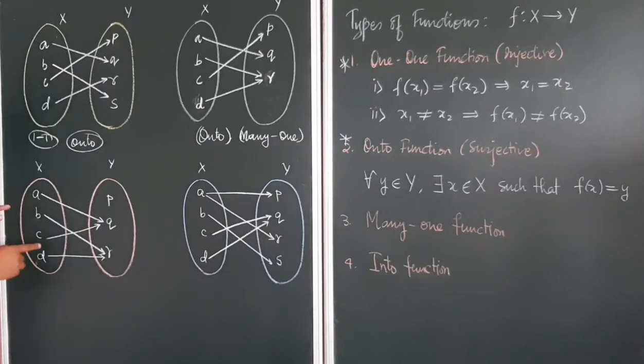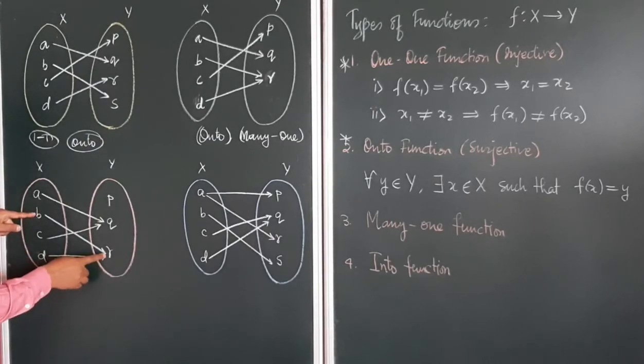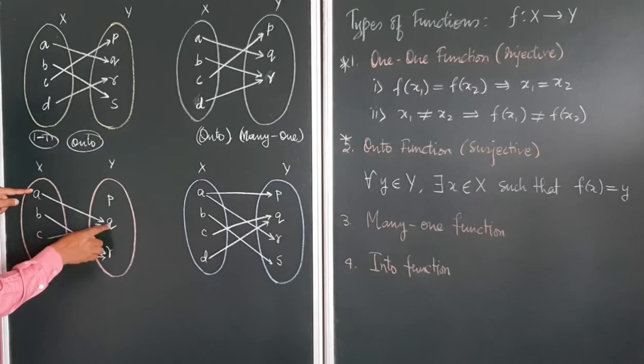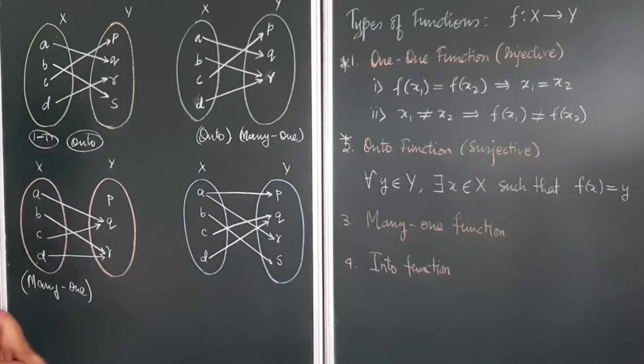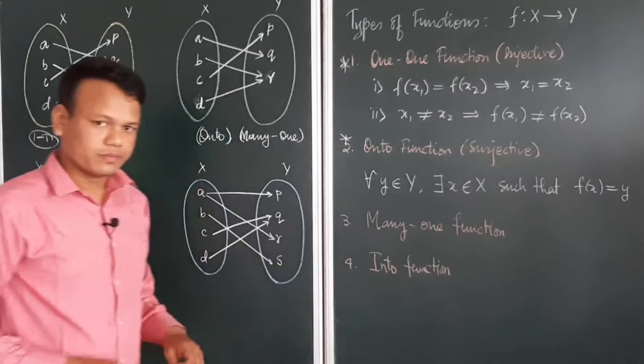Let's check, because B and D both have the same image, and similarly A and C also have the same image here. So this is what kind of function? See, this was not 1, 1, we know that. Yes, we have checked earlier. This was not 1, 1, this was not onto, but this is many one function. Okay, now the next is into function.